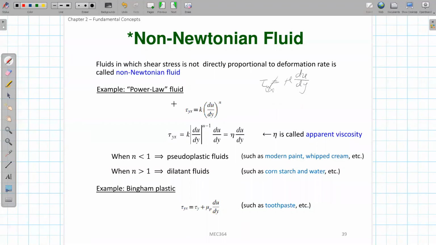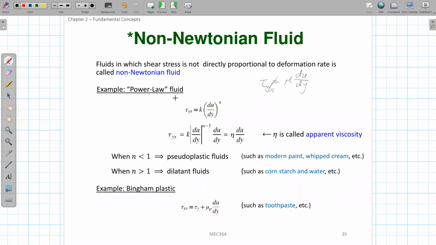For non-Newtonian fluid, basically any fluid for which you cannot calculate the tau in this way, we call it a non-Newtonian fluid. And usually the most commonly seen non-Newtonian fluids are these two types.